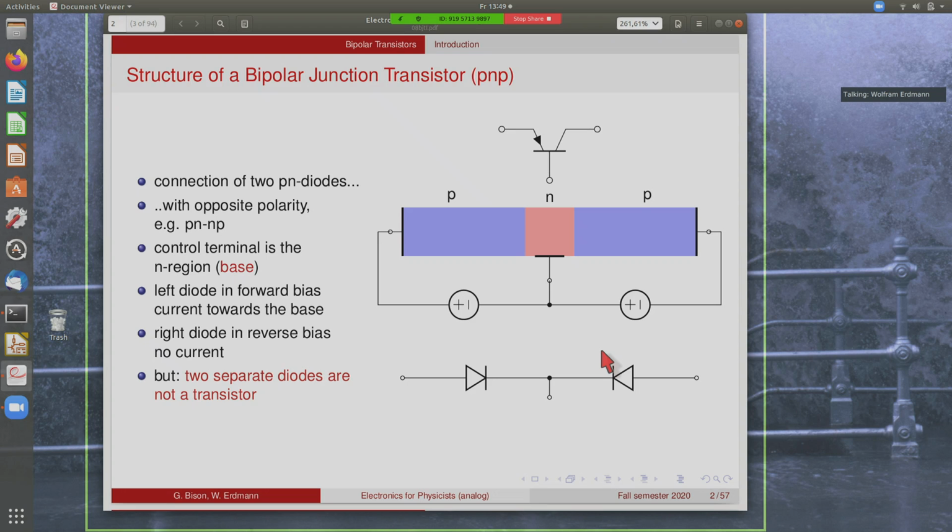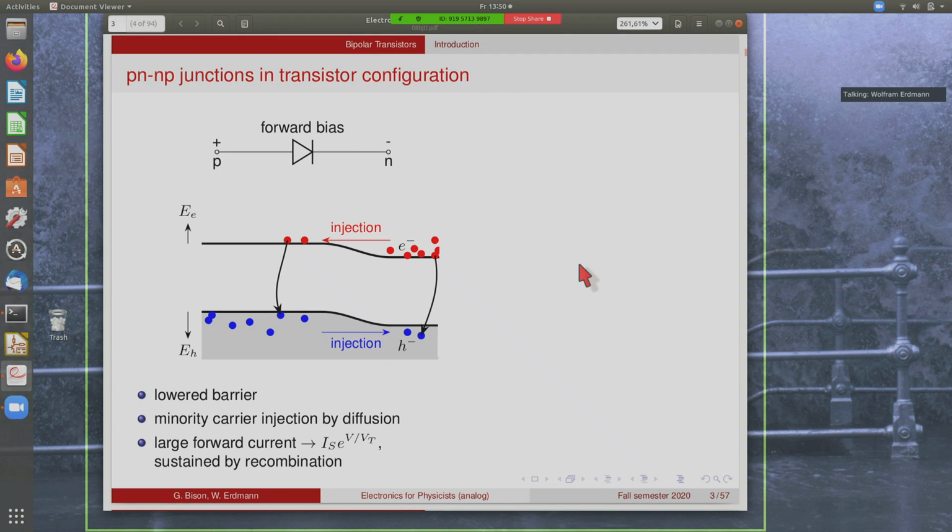Now, when we operate it, usually the left diode is in forward bias, so the current flows from this terminal into the base, while the right-hand side diode is always operated in reverse bias, so there would be no current flowing here. However, this obviously, when you really do it with two discrete diodes, will not do anything. So two separate diodes are not a transistor. The transistor action only shows up when you actually join these regions. And so we'll look at that now.